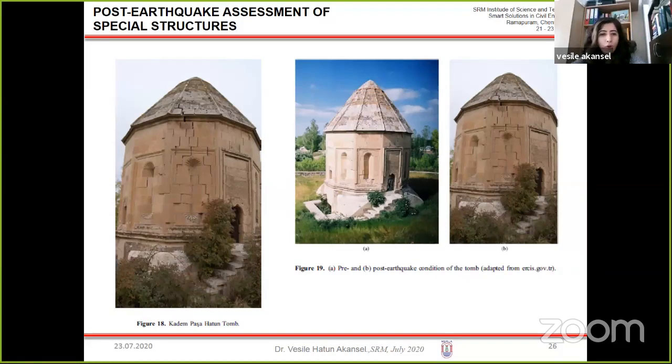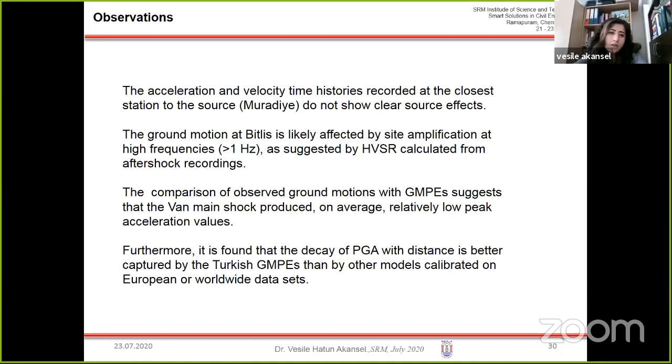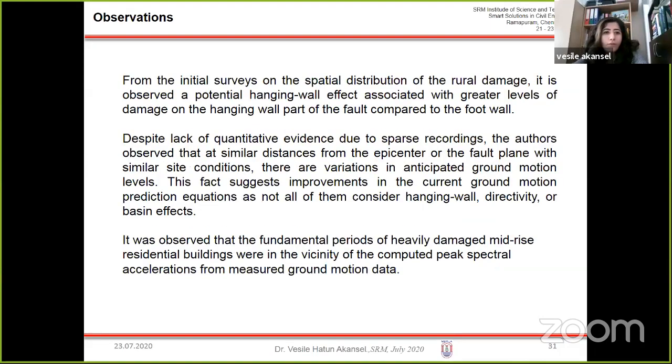The comparison of the observed ground motions with GMPs suggested that the main shock produced, on average, relatively low peak acceleration values. Furthermore, it's found that the decay of the PGA with distance is better captured with the Turkish GMPs rather than other models calibrated on European or worldwide datasets. From the initial surveys on the spatial distribution of the rural damage, a potential hanging wall effect was observed, with greater levels of damage on the hanging wall part of the fault compared to the foot wall.